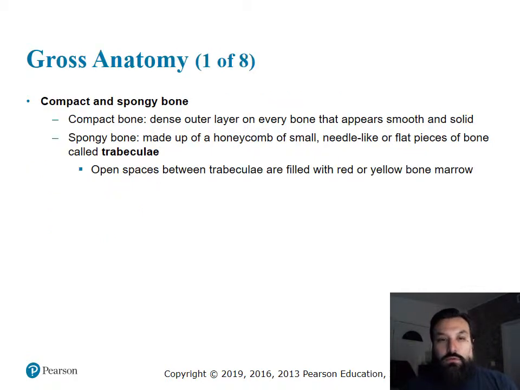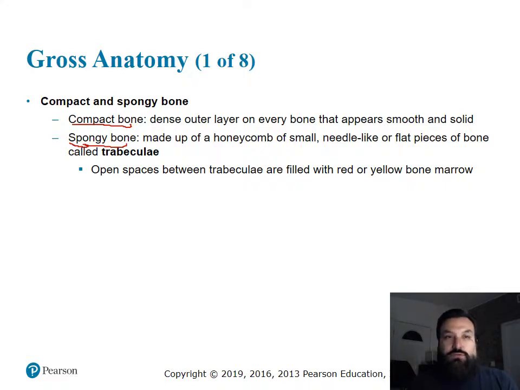Okay. All right, so looking at the gross anatomy, the big aspect of it. What we're looking at here are the two types of bone that we have in our body, one being compact and the other one being spongy bone. Compact bone and spongy bone. Compact bone is really dense. It's the outer layer of every bone, in fact. It's the one that appears smooth, really solid, really tough.